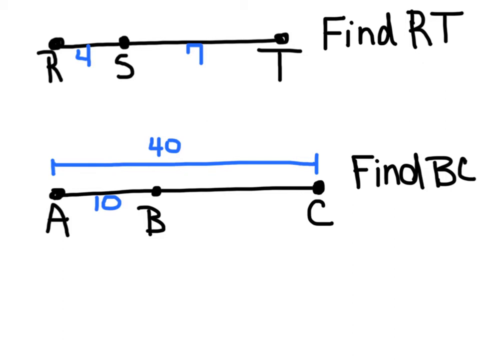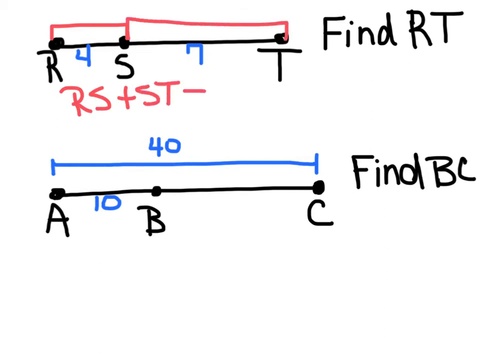So when we do that, we're talking about segment addition. Segment RS plus segment ST has to equal the larger segment RT. We know that RS is 4. We know that ST is 7, and so we get a total of 11. So finding RT, the length is 11. Segment addition postulate.